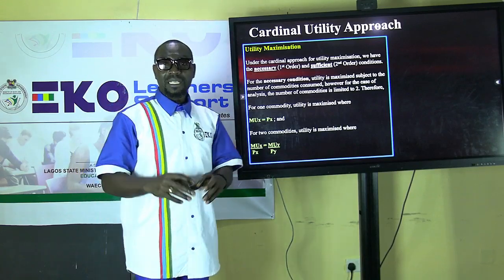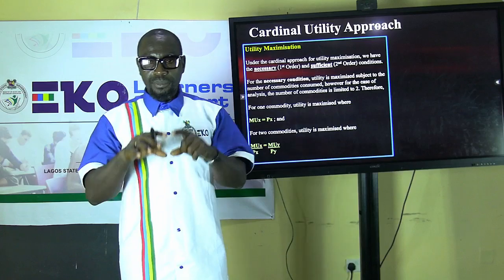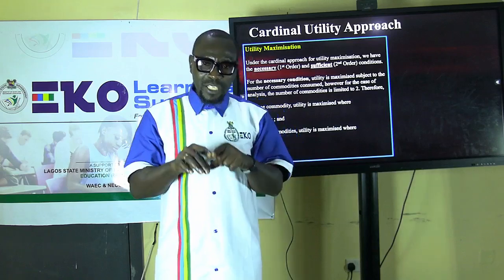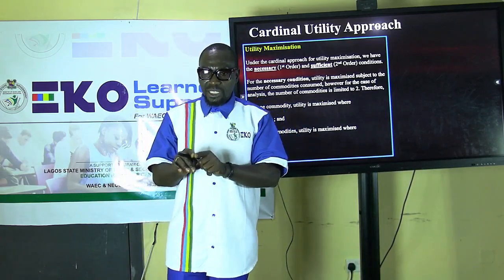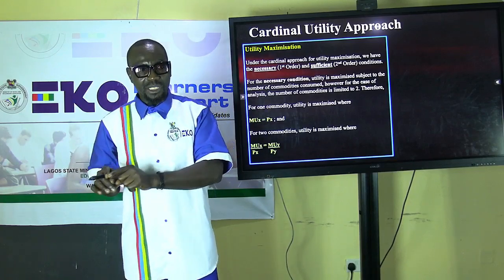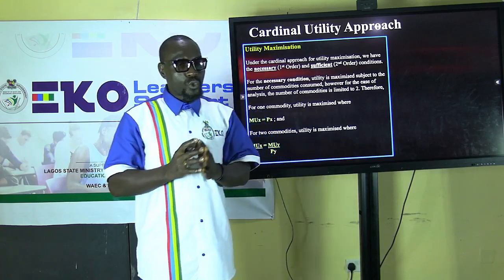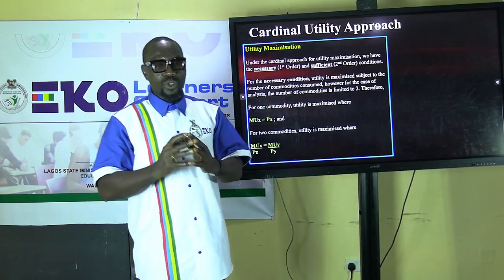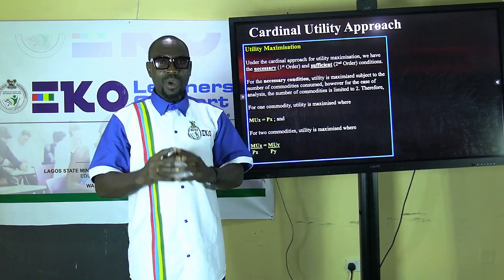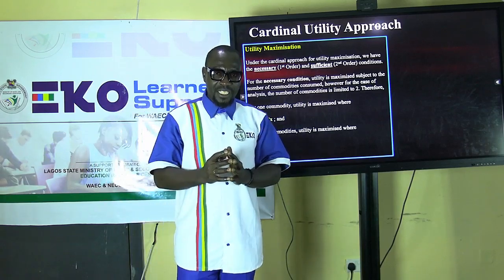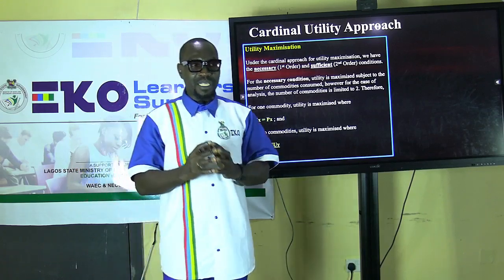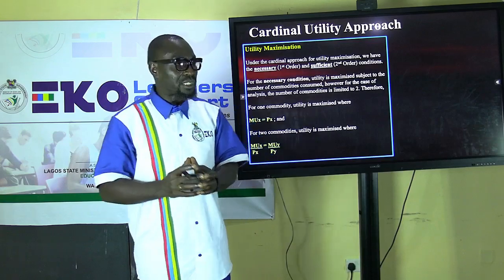and that for two commodities, utility is maximized where the marginal utility derived from consuming one extra unit of that commodity divided by the price of the commodity is equal to the marginal utility derived from consuming the second commodity divided by the price of the second commodity. In other words, in a two commodity scenario, utility is maximized, or the consumer achieves equilibrium, when the ratio of marginal utility to price of commodity X, for example, is equal to the ratio of marginal utility to price of commodity Y.